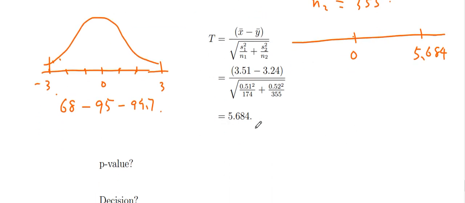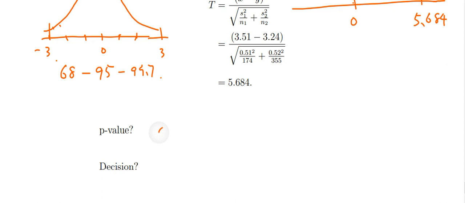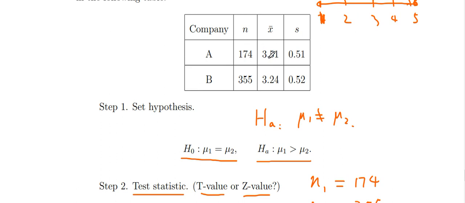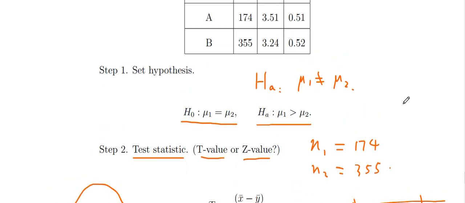So without checking the T table or Z table, we can make a decision. We can say the p value should be very, very small. The decision is HA. This p value is very, very small, meaning the data very strongly supports that company A's certification level is higher than company B's certification level. Okay.